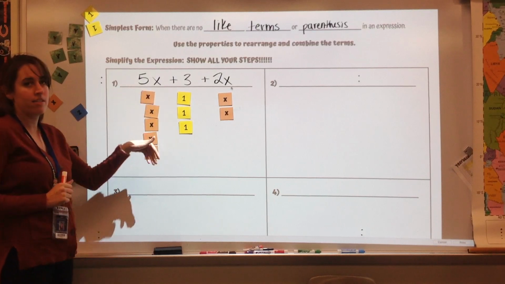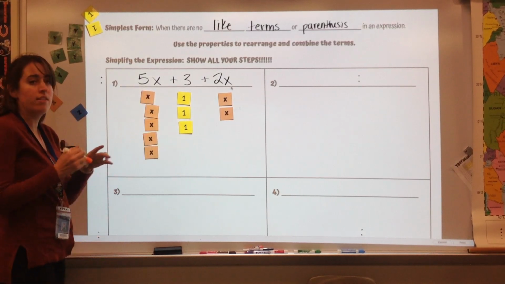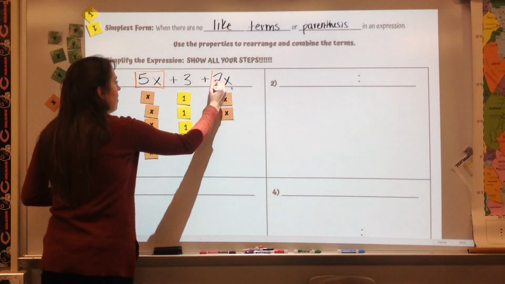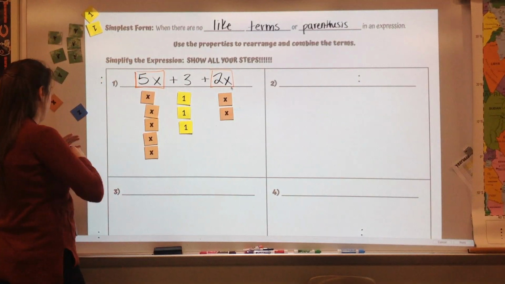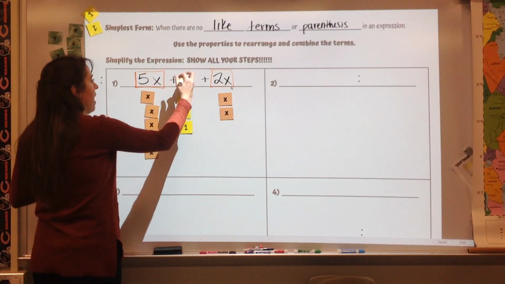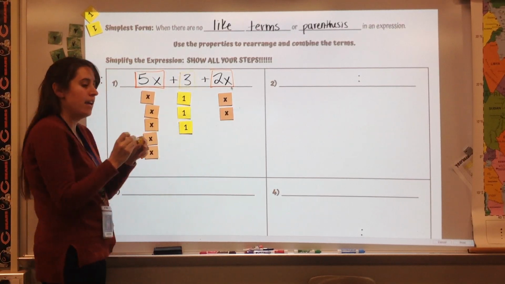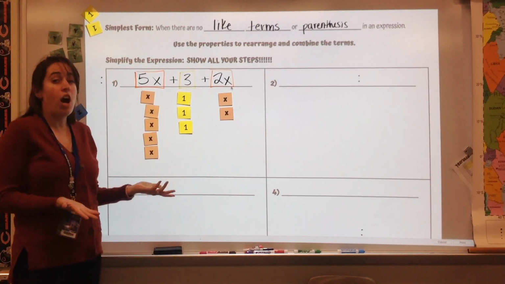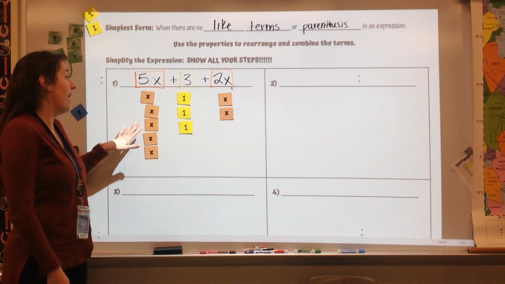So what I want you to do is highlight accordingly. So we're highlighting our x's in orange. We're highlighting our 1's in yellow. So I'm highlighting my 5x in orange and my 2x in orange. And then I'm highlighting my 3 in yellow.